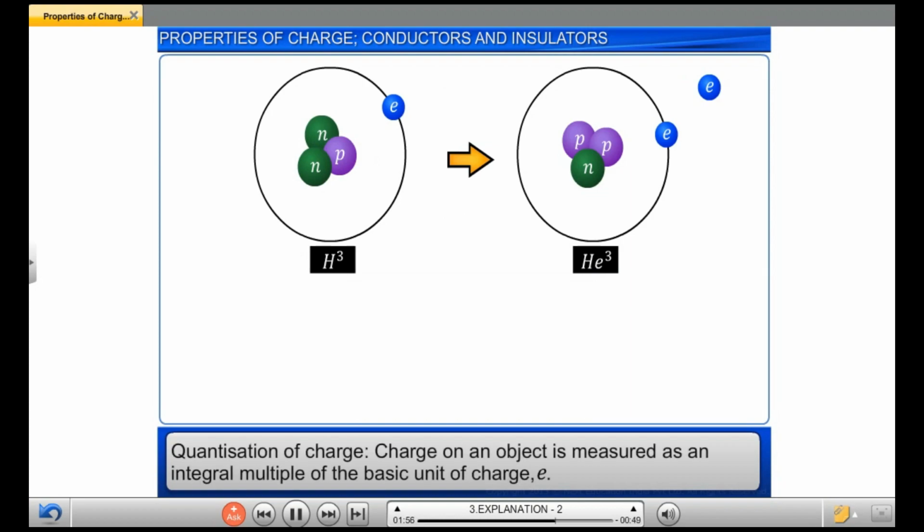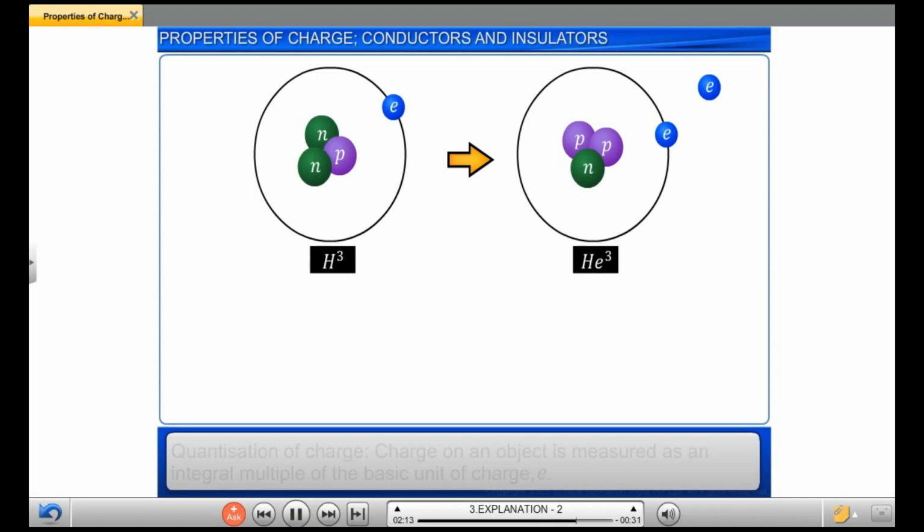The charge on an object is measured as an integral multiple of the basic unit of charge that the proton or electron carries and is denoted by e. This property is called quantization of charge. The magnitude of the basic unit of charge e is approximately equal to 1.6 into 10 raised to power minus 19 coulomb.